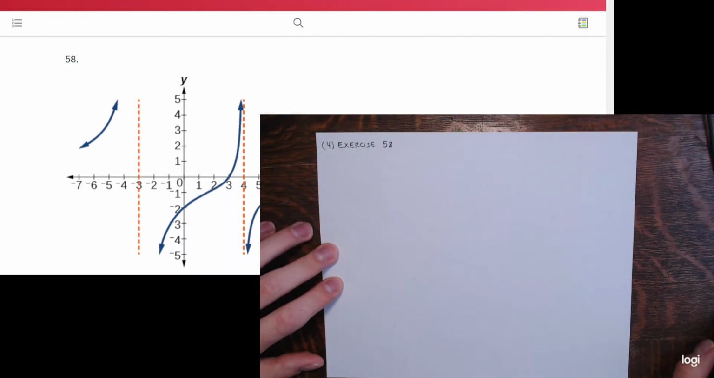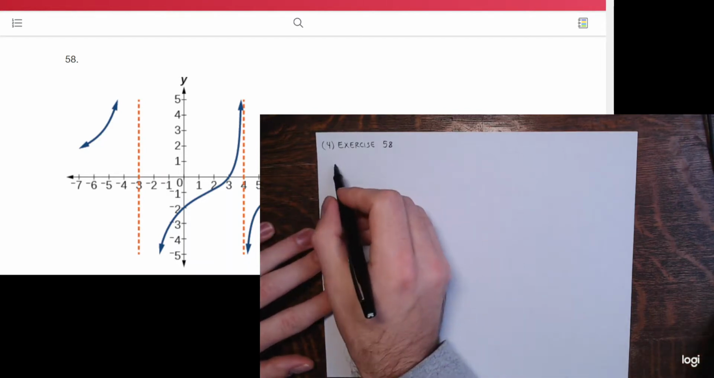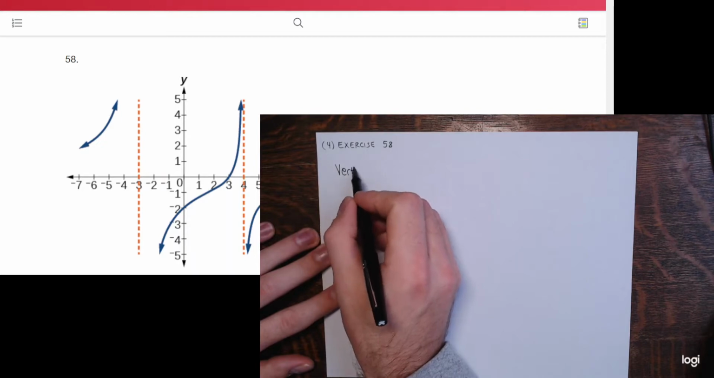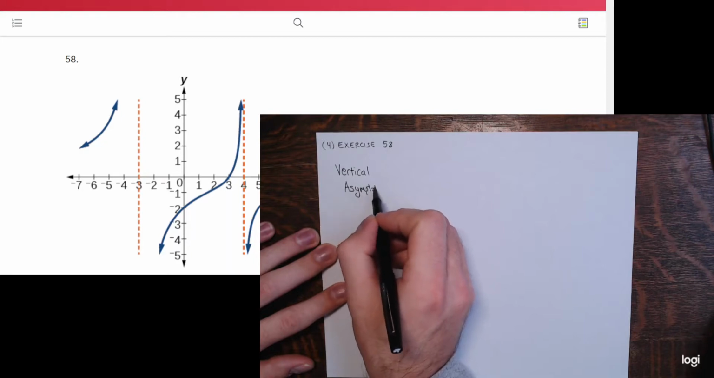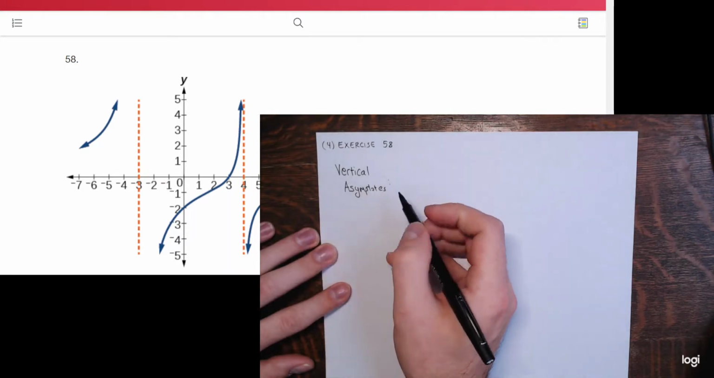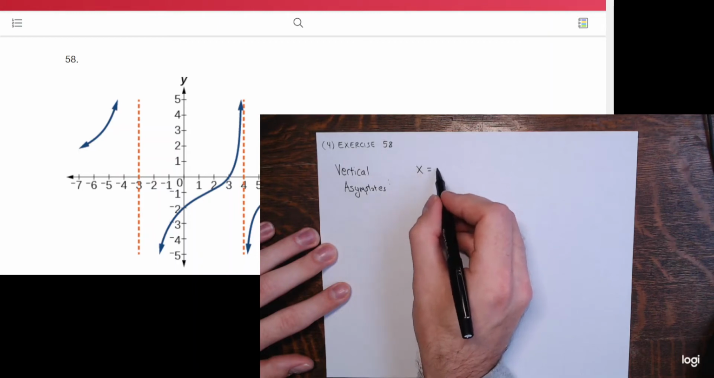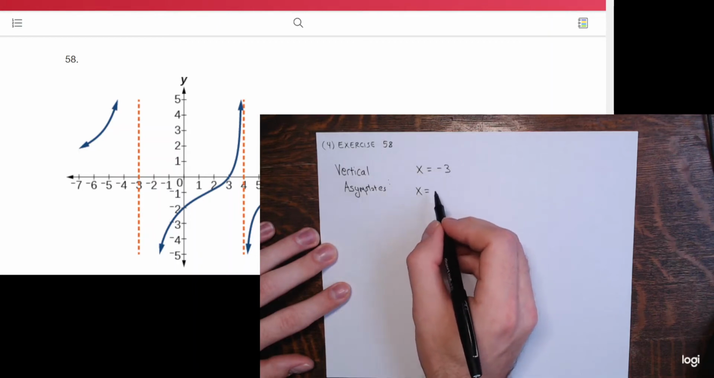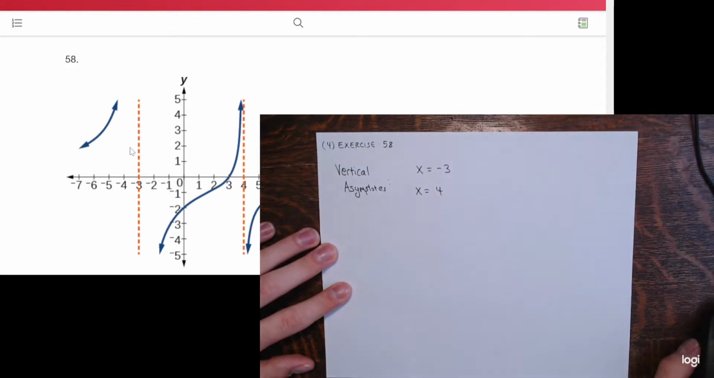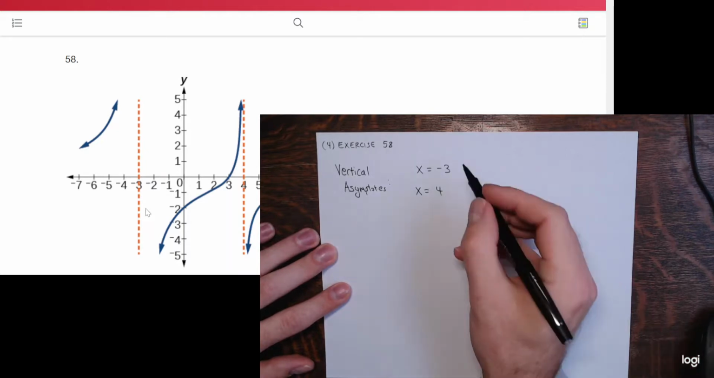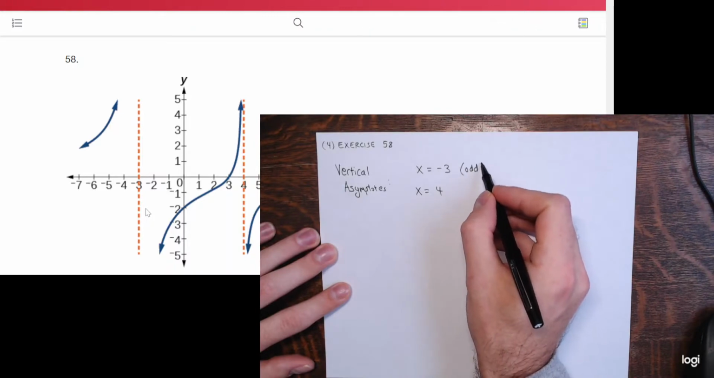I'll write out the information I'm seeing. So vertical asymptotes are happening at x equals negative 3 and x equals positive 4. Now do you see at negative 3? See how it's going up to infinity on the left side, but the graph's going down to negative infinity forever on the right side. So they're going in opposite directions, so this is going to have an odd power on it, odd multiplicity. All right.